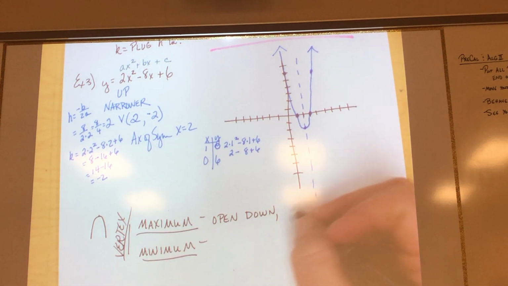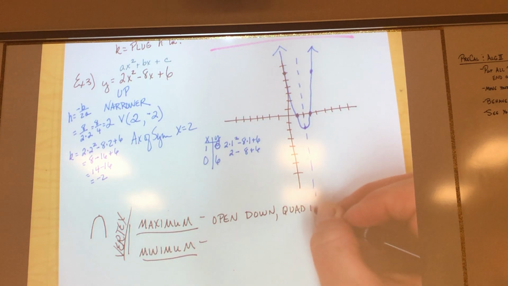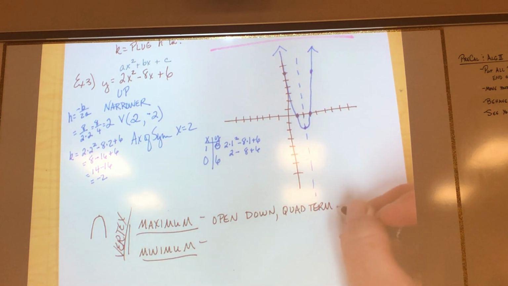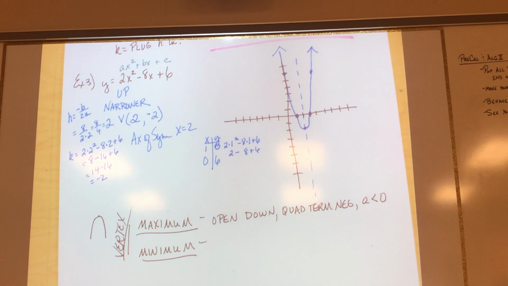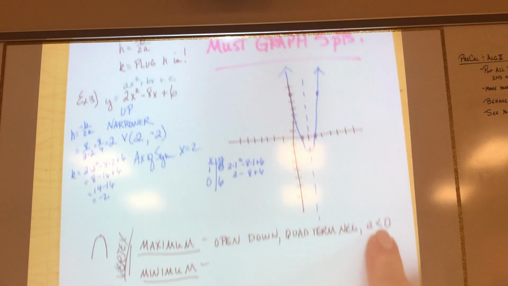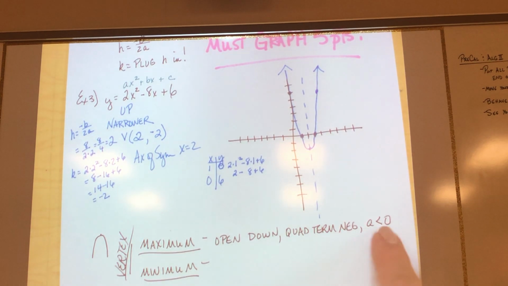Okay? And in order for him to open down, what does this quadratic term have to be? Negative. Could I say it like this too? That A must be less than 0. Does that all say the same thing? Yes. The quadratic term has to be negative. A must be less than 0. That's right. That's all the same thing, people.